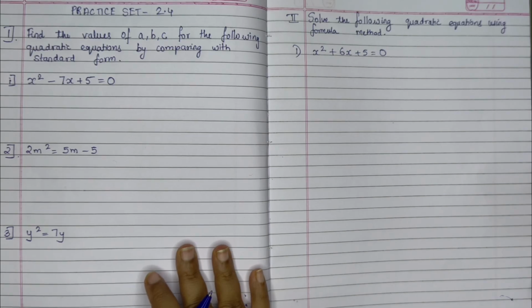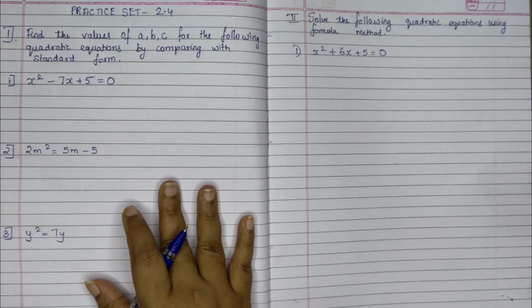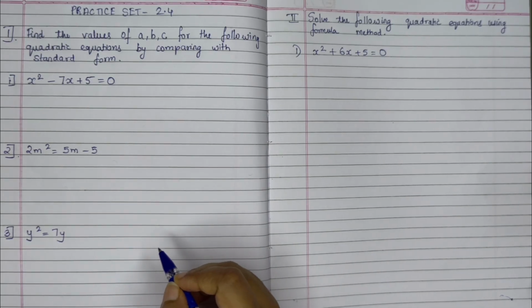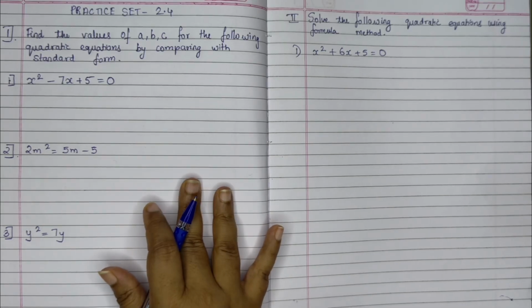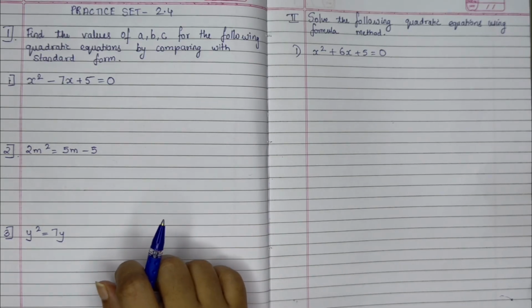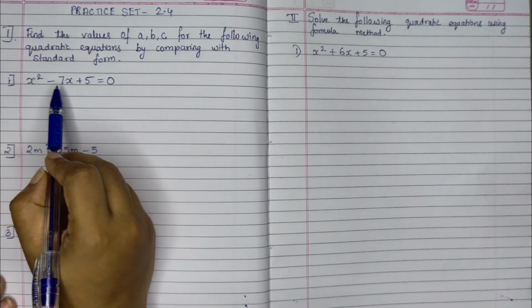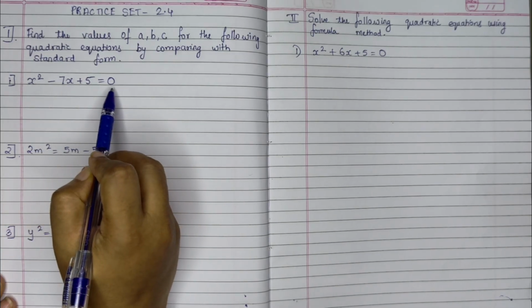Today we begin with practice set 2.4 of the chapter Quadratic Equations for Standard 10th. Now see the question: find the values of a, b, c for the following quadratic equations by comparing with the standard form. Okay, this question we have already done in the previous practice set. Now see the first one, x square minus 7x plus 5 is equal to 0.